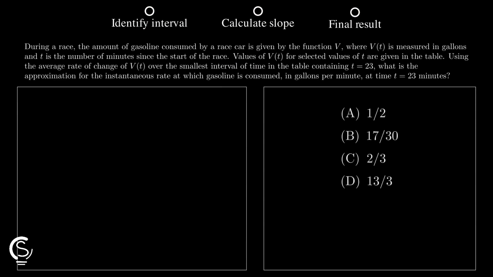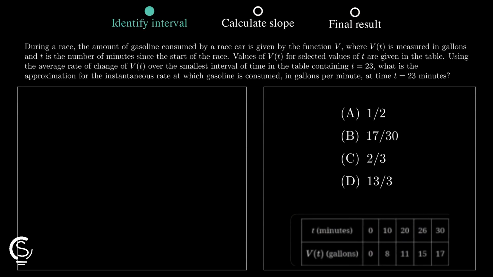To approximate the rate at 23 minutes, we must look at the smallest time interval in the table that contains 23, which is between 20 and 26 minutes exactly.